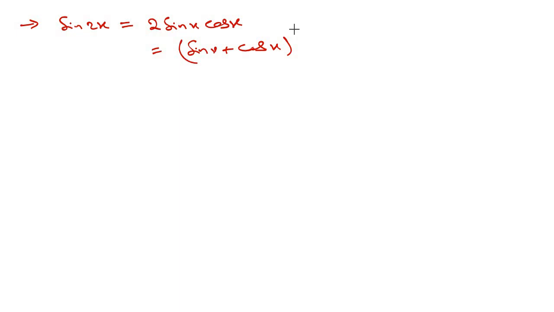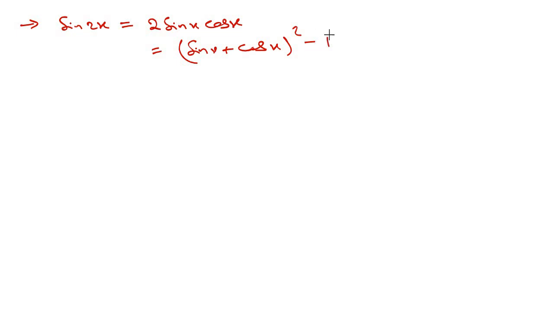Let us discuss one note point. If you see sin 2x, we can write this as 2 sin x cos x. This can be written as (sin x + cos x) whole square minus 1. Why? Because after expansion this becomes 1 plus 2 sin x cos x.